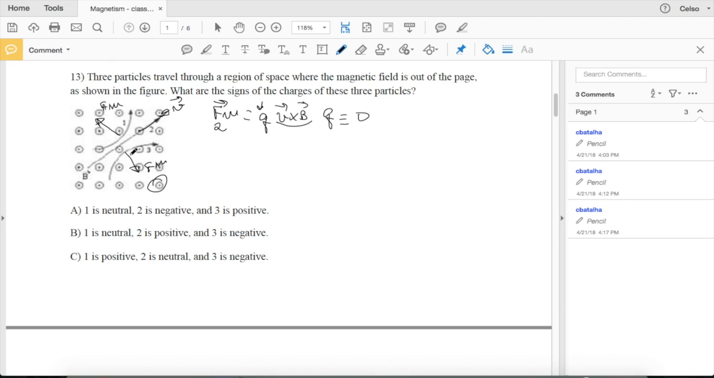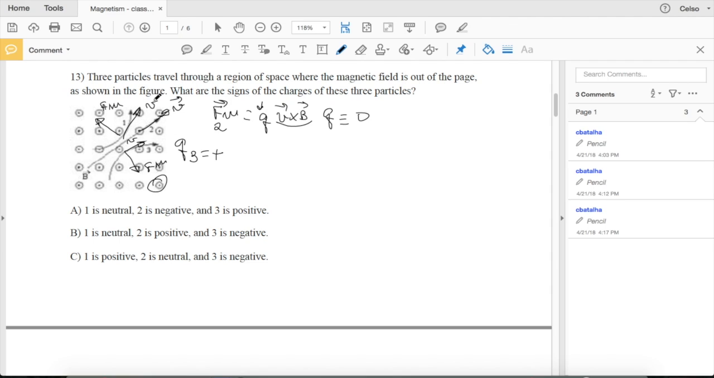But in particle number 3, see the direction in which the particle goes like that. So V is like this. So B is up. Therefore, the charge here must be positive. And for particle number 1, you put a velocity vector like this.